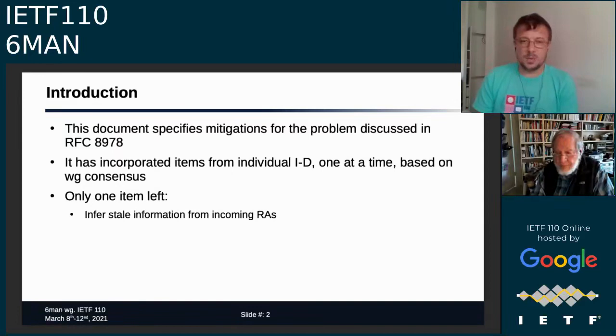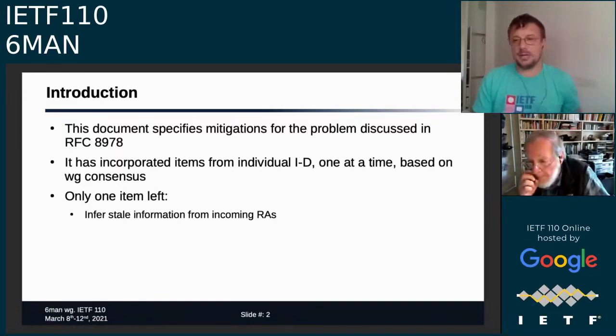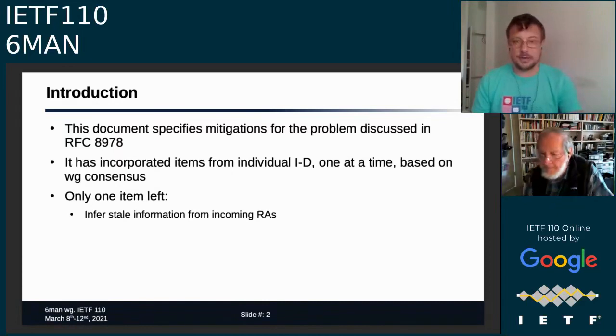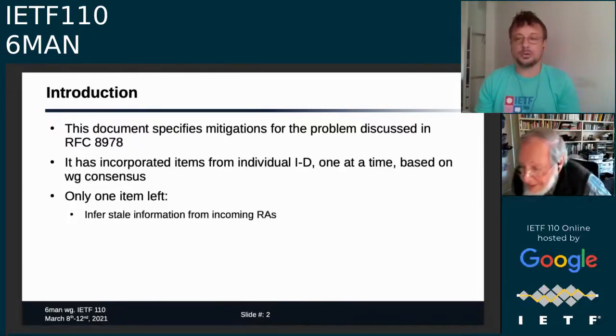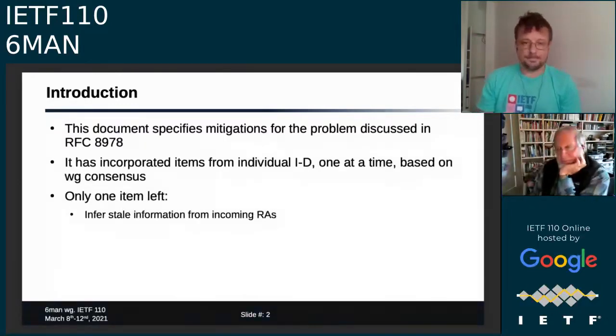So the decision at the time was, before actually incorporating those mitigations into the working group document, to discuss each of them in the working group and, based on working group consensus, decide whether or not to incorporate them into the working group document. We have made a lot of progress so far, and there's only one item that seems to be left. That is a mechanism to try to infer that there is stale information based on incoming router advertisements. Okay, next slide.